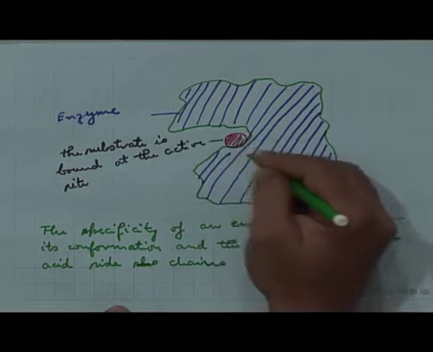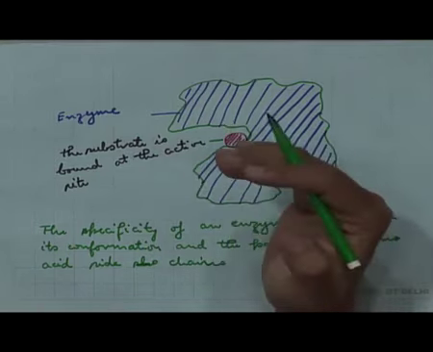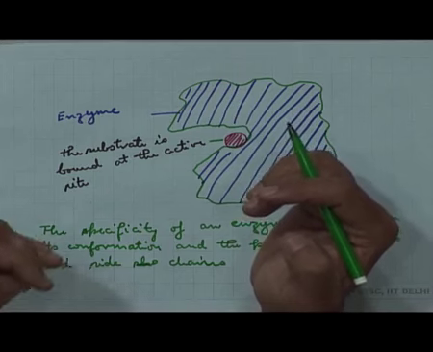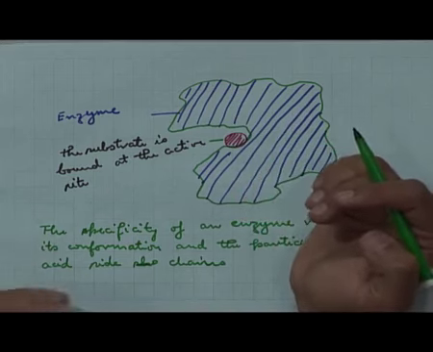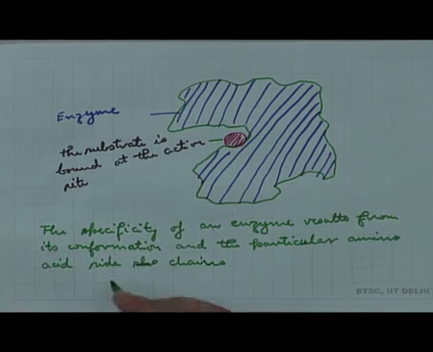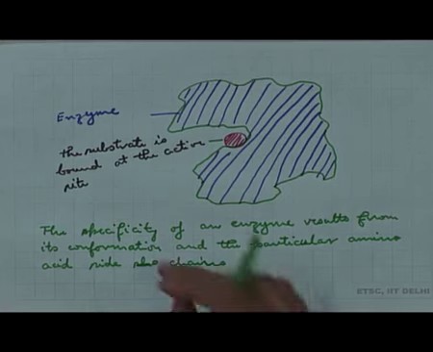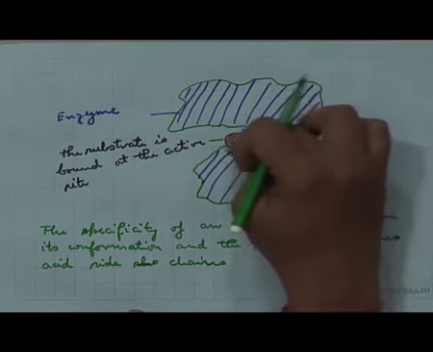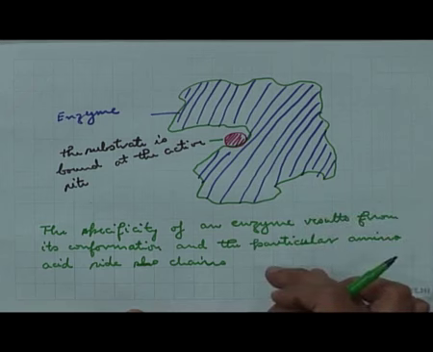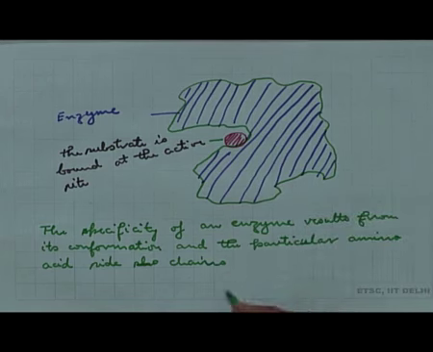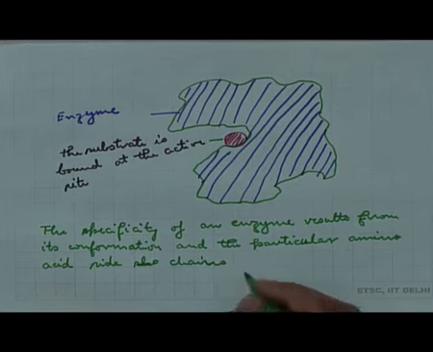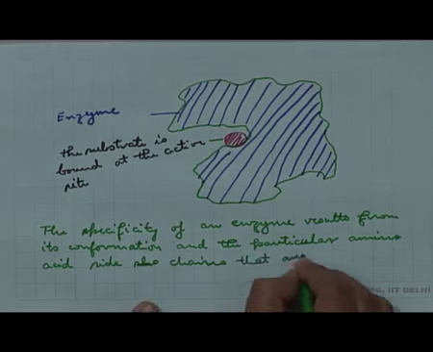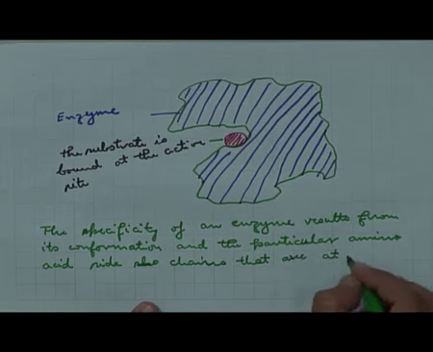This is the active site I have made, and they fold in a specific fashion, and that way they make a particular cleft or groove where a particular substrate will go and react at the active site. So, the specificity of an enzyme results from its conformation and the particular amino acid side chains at the active site, because that particular amino acid will be responsible for the binding. Both factors are there.